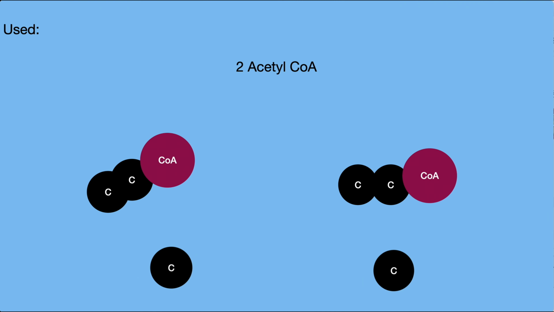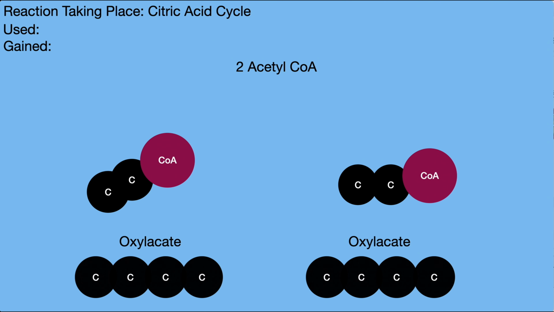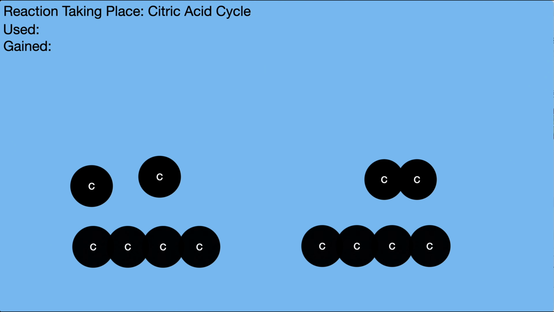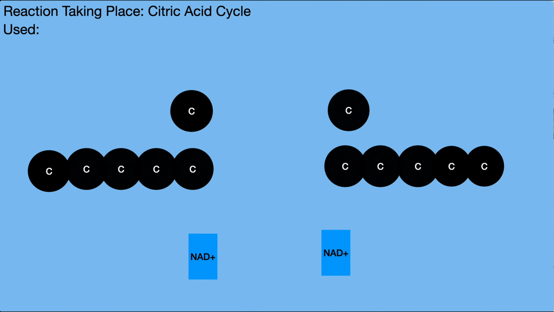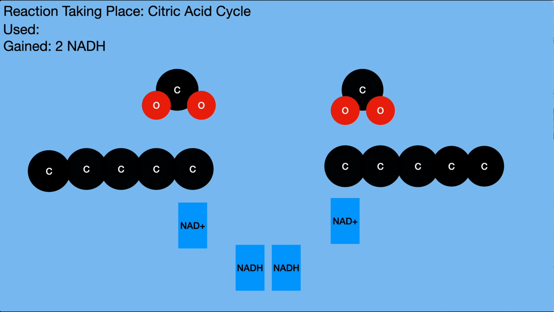Moving on. We have the citric acid cycle. So we have those 2 acetyl coenzyme A's, right? And it's going to see oxaloacetate. It's going to want to bind together. Coenzyme A leaves, and we are left with a 6-carbon citrate, right? We're going to start oxidizing this molecule, right? So we're going to take NAD+, we're going to reduce it into NADH, right? And we get 2 molecules of CO2. We also gain 2 NADH, right?